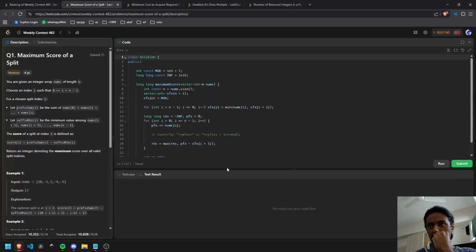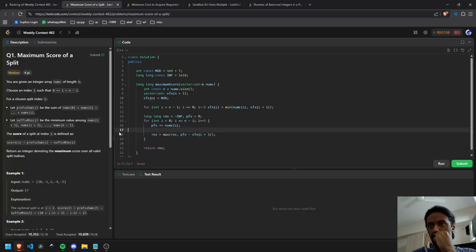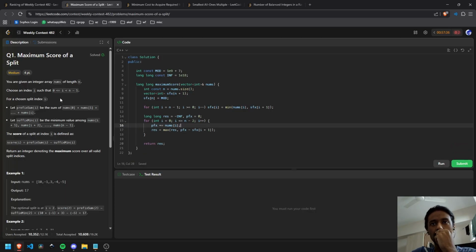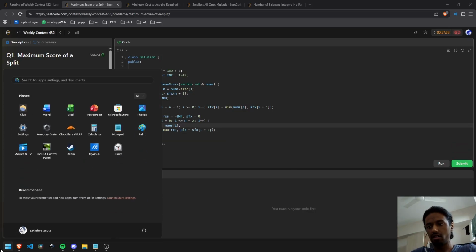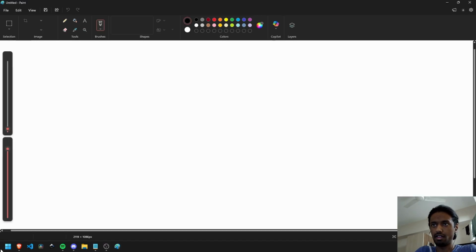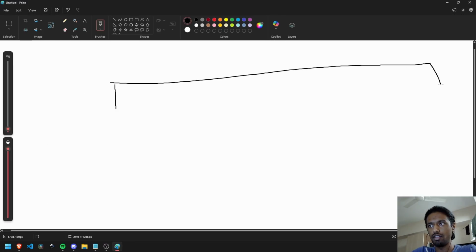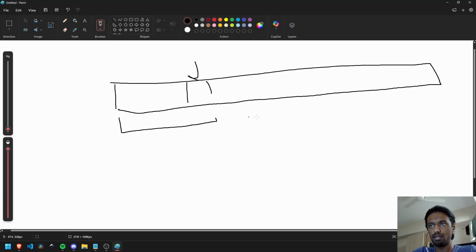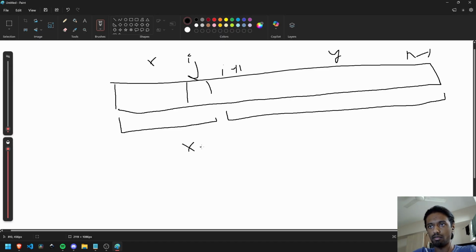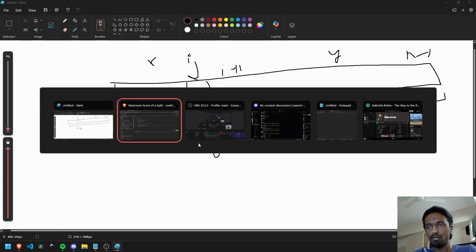So the first problem basically states, in a simplified version, that we are given an array, and we need to find an index I such that the prefix sum from the start to this index I be x, and the suffix minimum from index I plus 1 to n minus 1 be y. Then the score for I is x minus y, and we just have to find the maximum possible score.